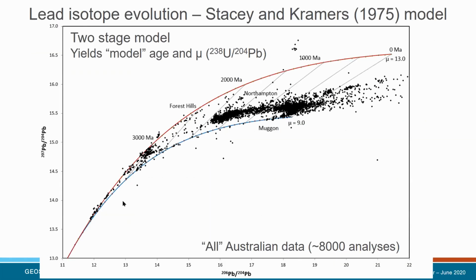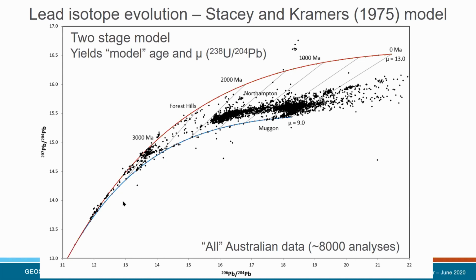Okay, so this diagram here is a typical lead-lead diagram where we plot 206 on 204 on the bottom versus 207 on 204 along the side. It just shows you the distribution of the data from all around Australia. That's what all the little dots are. You can see there's some nice trends in there, and there's clusters of data. And it actually tells you 2 things: it tells you something about age and also what we call mu.